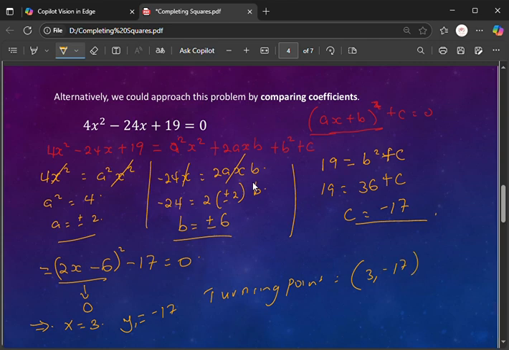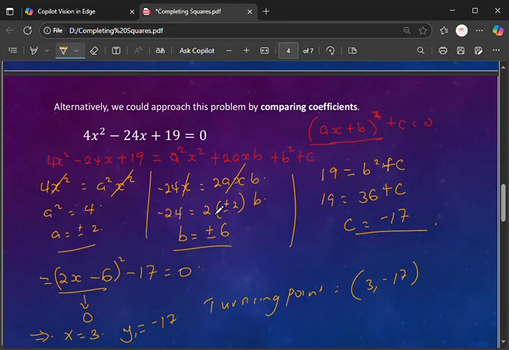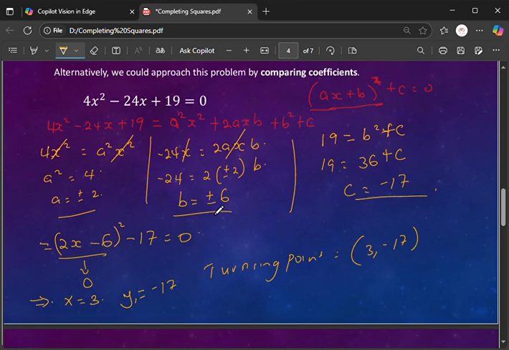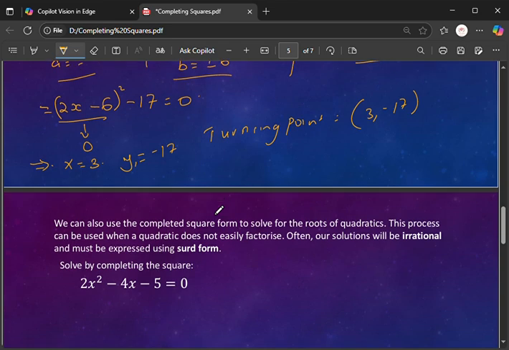So this is an alternative working with this very question. You can either use this, comparing coefficients, and find the unknowns and then bring them into the form, and also continue to find the turning point. Does that make sense, class? Hope it does.